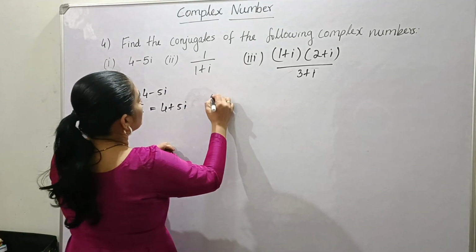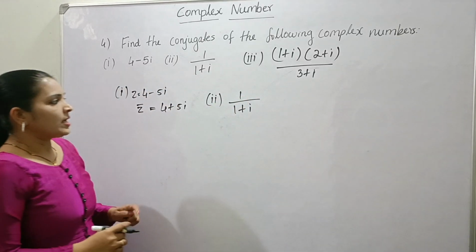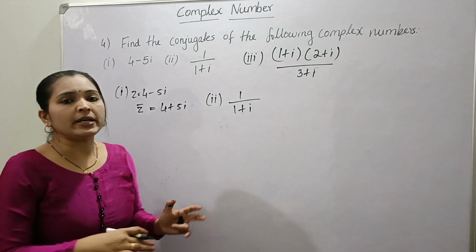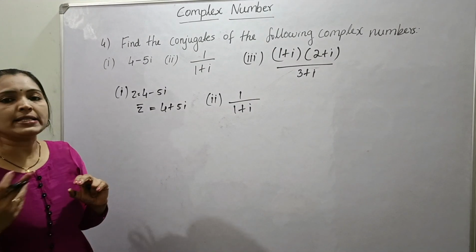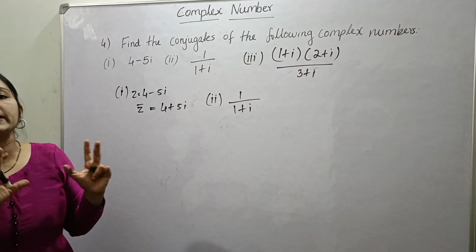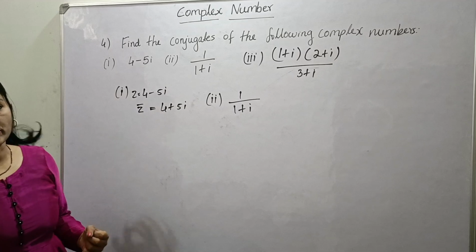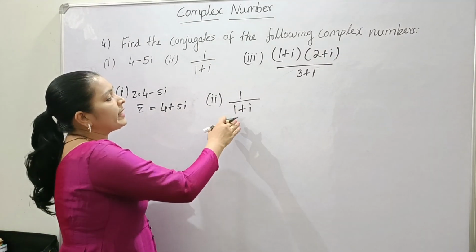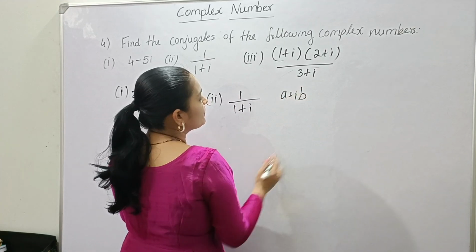Next, second one, 1 divided by 1 plus i. See, here the given complex number is not in standard form. So first of all, let us make it into standard form, that is a plus ib, then we can write the conjugate of the complex number. So first of all, let us make it into the form of a plus ib.